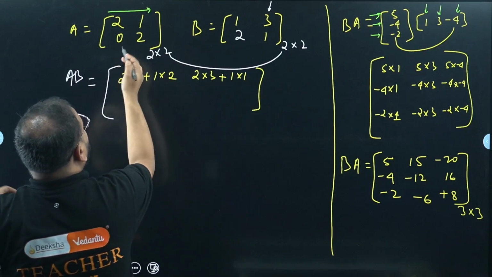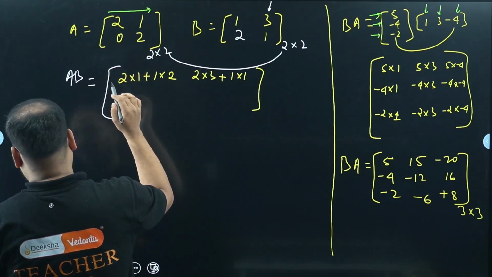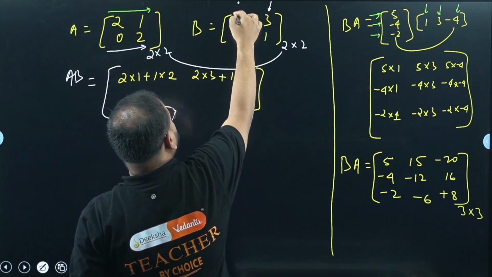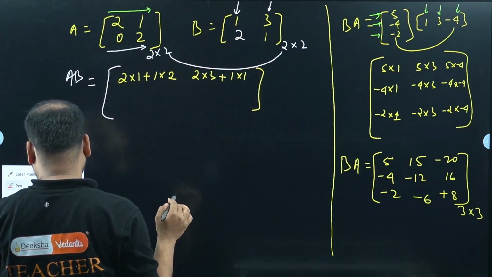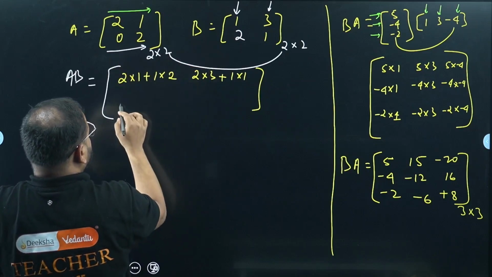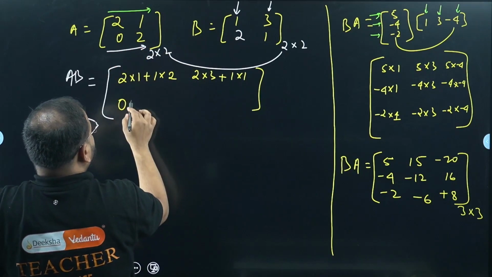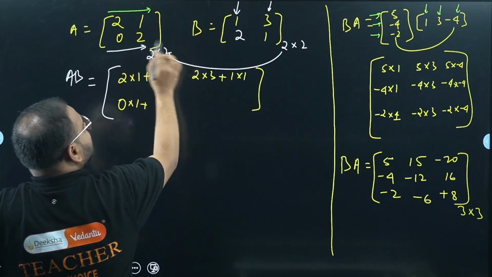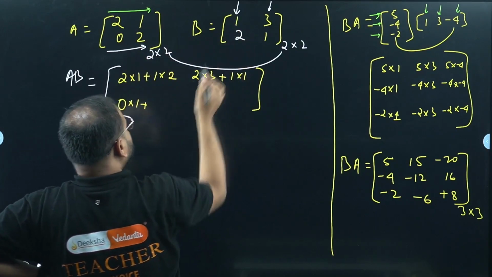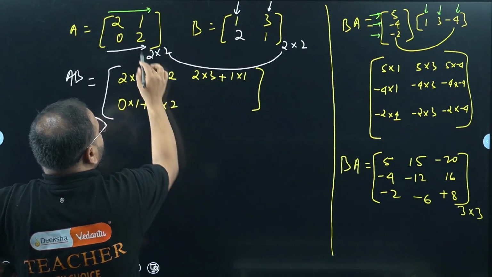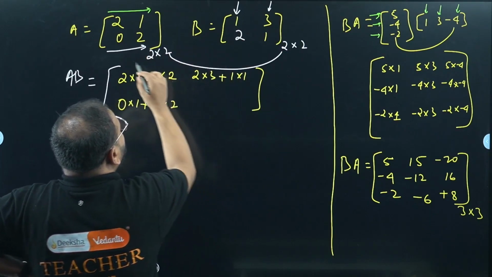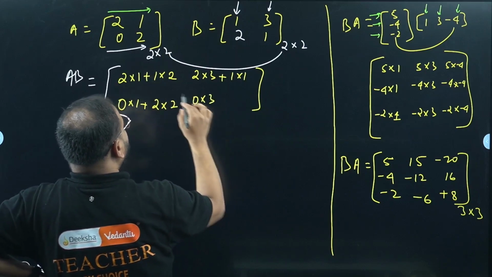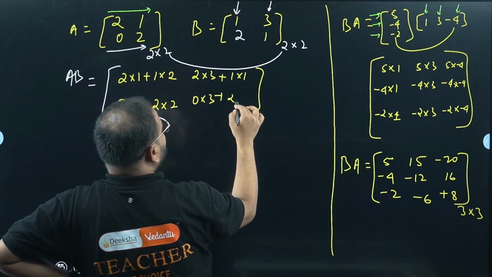What about this one? In this case, I will take second row with the first column. So 0 times 1 plus 2 times 2, since the second element of the second row is 2 and the second element of the first column is 2. Then again second row with second column. So 0 times 3 plus 2 times 1.